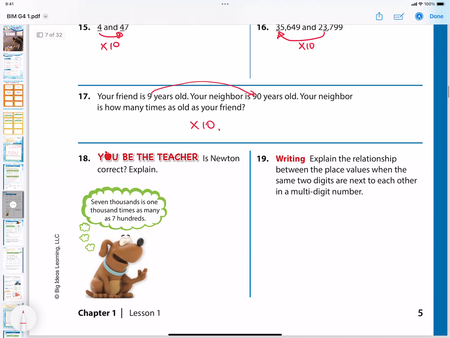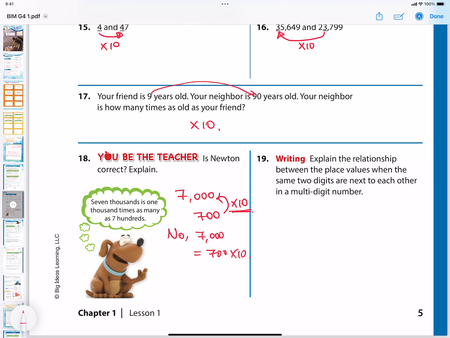All right, number 18. Is Newton correct? Explain. Okay, 7,000 is 1,000 times as many as 700. So let's write it down. 7,000. Okay, and 700. Okay, so what's the difference? Yeah, you need only what? 10 times more from 700 to 7,000. Okay, so I can say no. Okay, 7,000 is equal to what? 700 times 10.